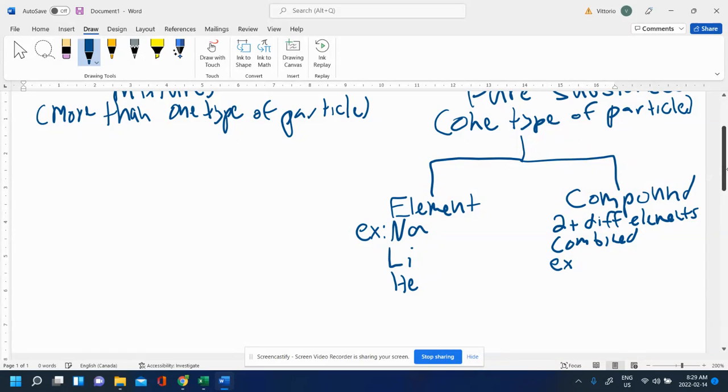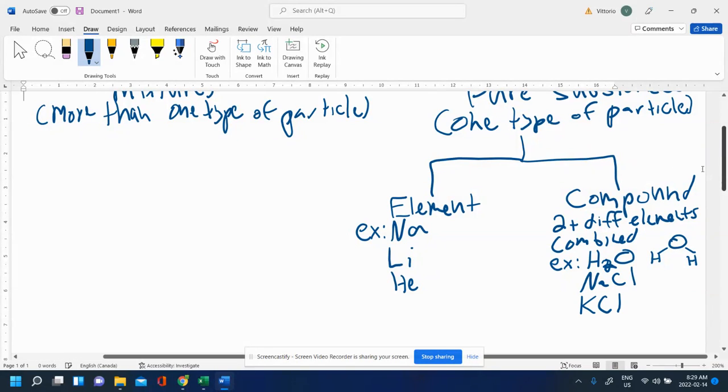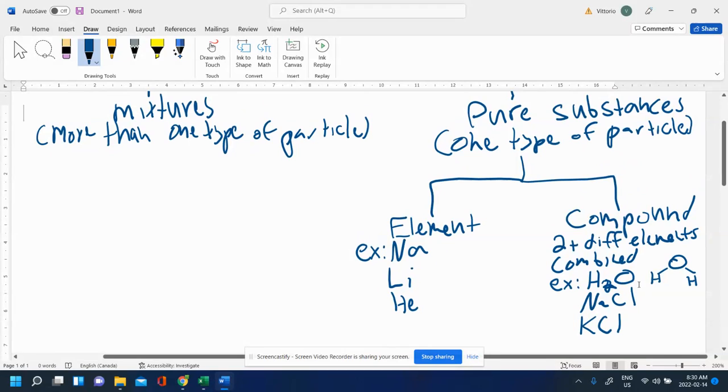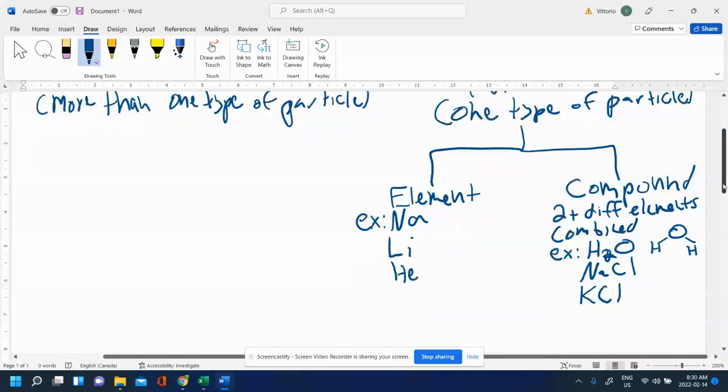For example, this here is H2O. This is the compound water. There's two hydrogens and one oxygen connected together. When I say they're connected together, they're actually connected by these little bonds here, these electrons connecting together. So that's a compound. Or NaCl, that's a compound. Or KCl, that's a compound. So whenever you see a compound, whenever you see an element, those are considered pure substances.